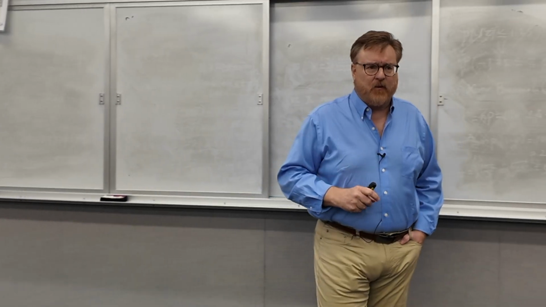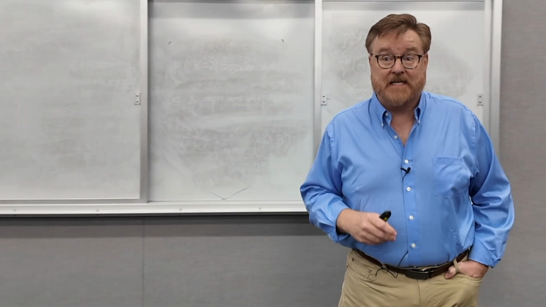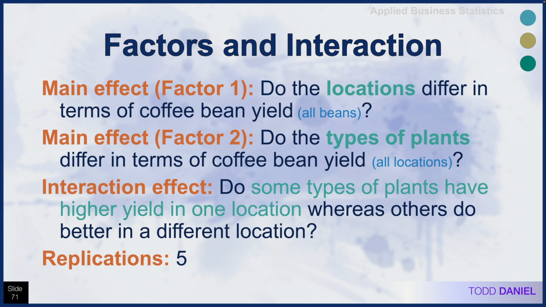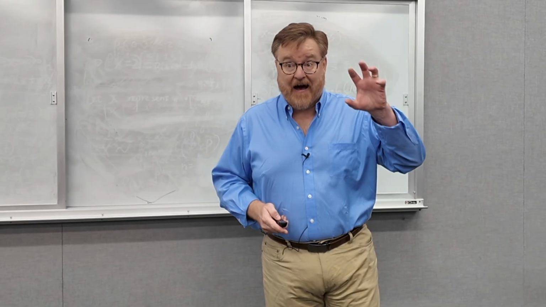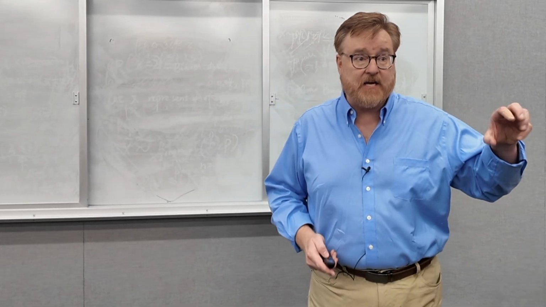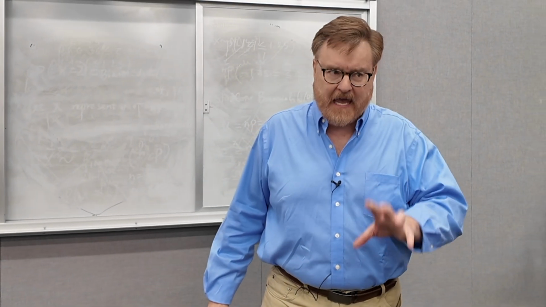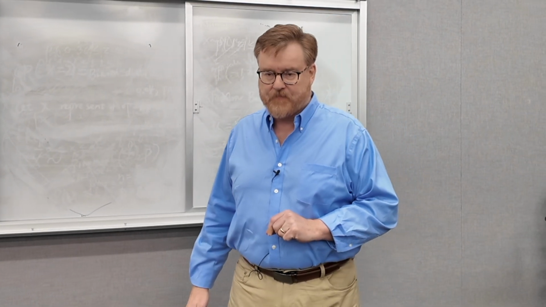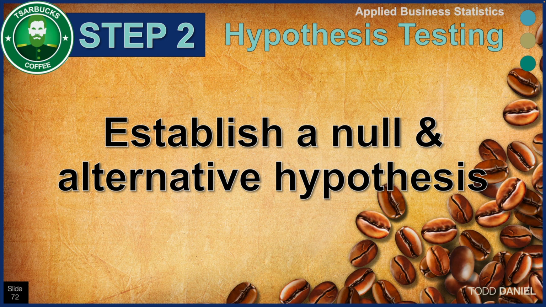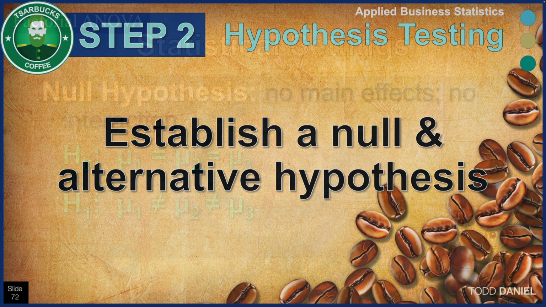The third thing that we're interested in, and most interested in, is an interaction effect. Do some types of plants have a higher yield in one location where other types of plants have a higher yield in a different location? For this example, because we're planting 5 poles at each location, we have 5 replications in our data. So let's establish a null and alternative hypothesis.